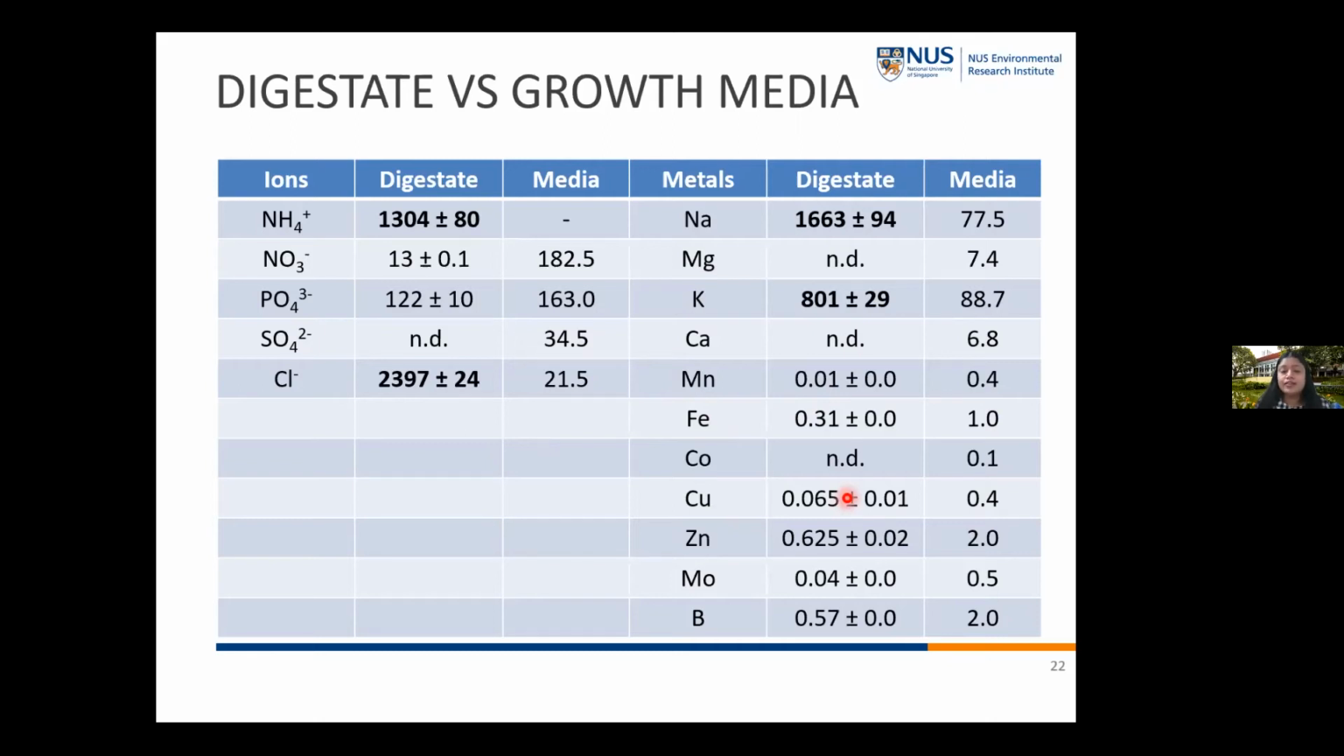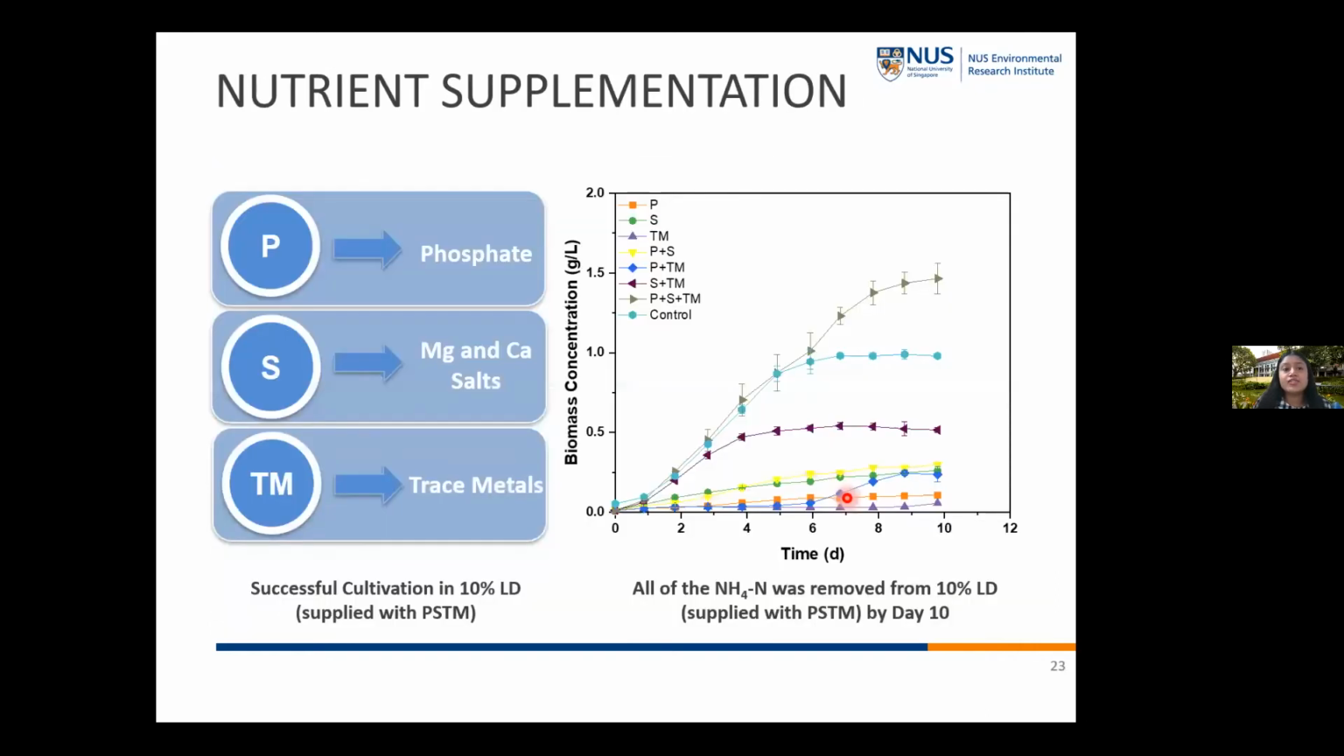So what we did here was we started supplementing the digestate with nutrients. We broke down the growth media into three components. The first component is represented by P, which means phosphate. The second component is represented by S, which means the salts of magnesium and calcium. And the third component is trace metals, which represents the other metals like copper, cobalt, and iron, which are present in the growth media.